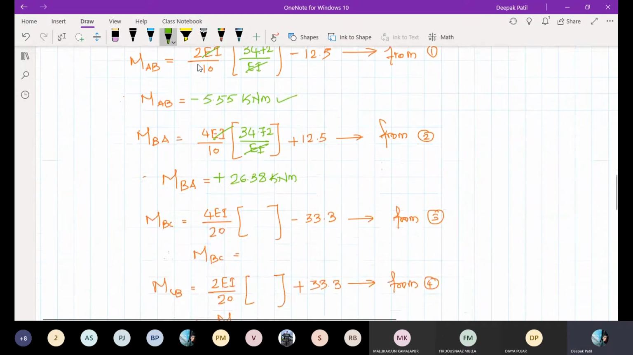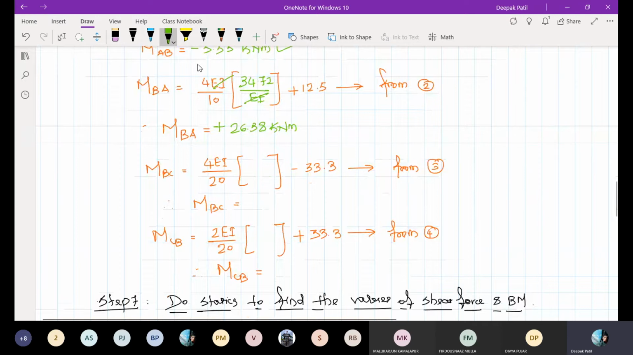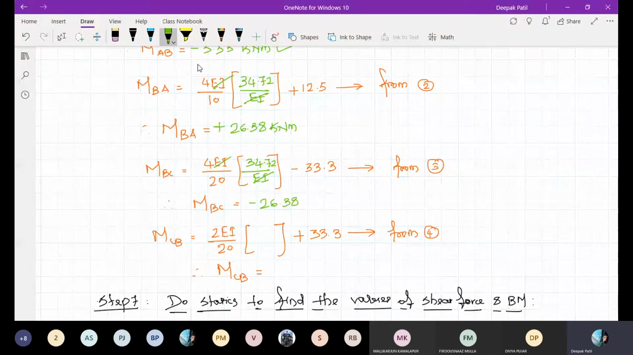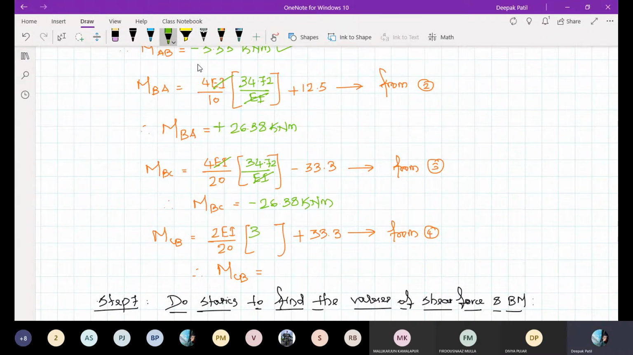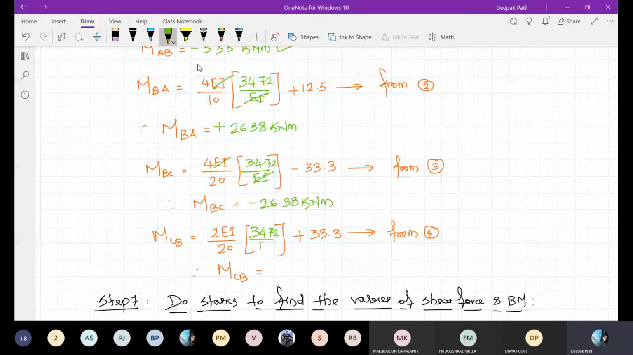kilonewton meter. In the MBC equation also I'll substitute theta B as 34.72 by EI. Once again this EI and this EI will go, so I'll get MBC as minus 26.38 kilonewton meter. And in the MCB equation also I'll substitute theta B as 34.72 by EI. This EI and this EI will go, so I'll get MCB as plus 36.80.